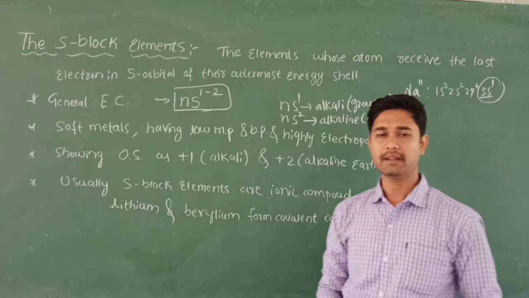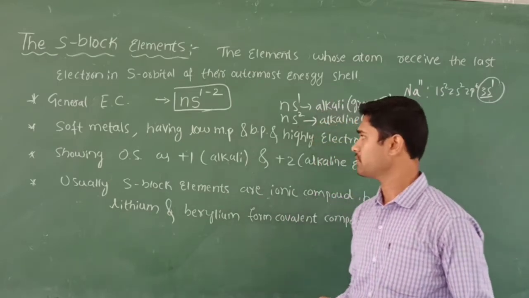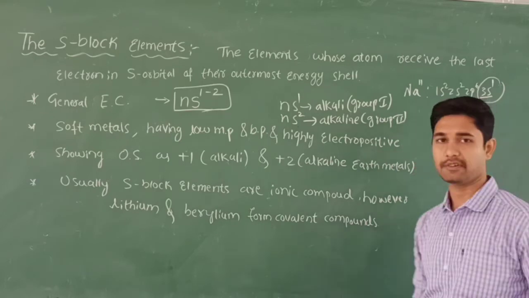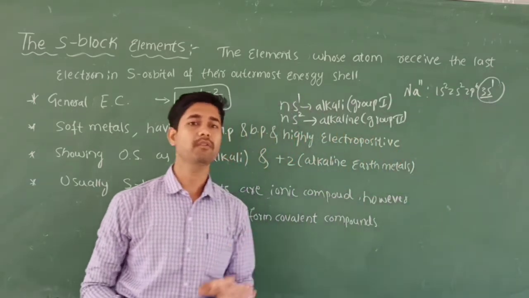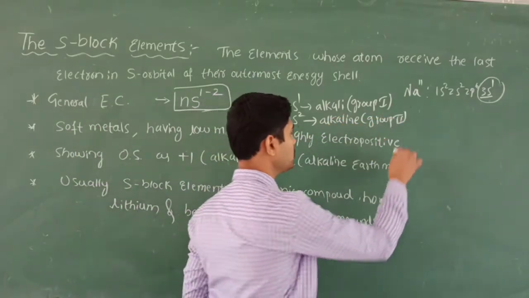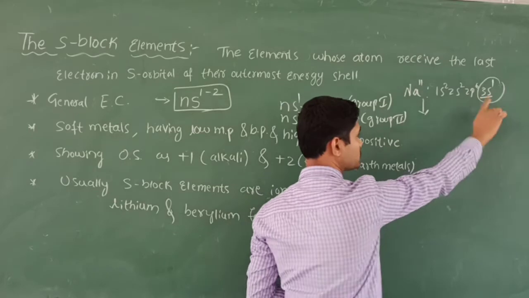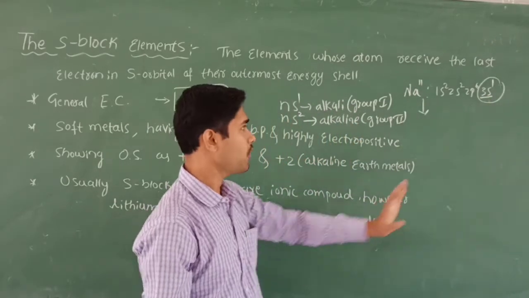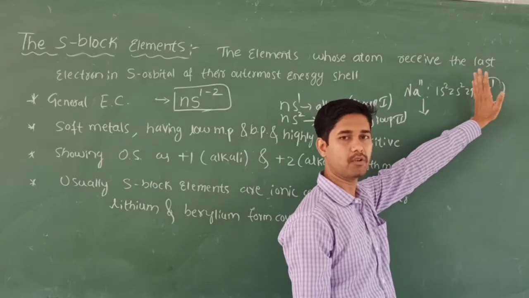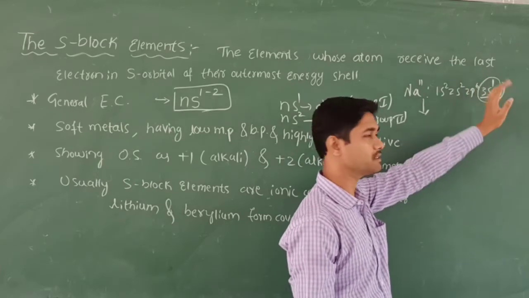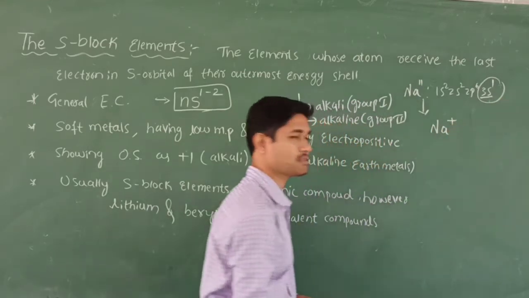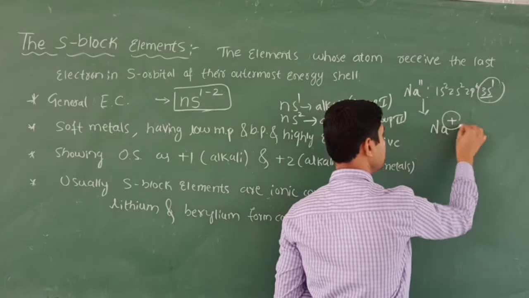And these are very soft metals having low melting and boiling points, and they are highly electropositive. You know that metals are always highly electropositive. Suppose I consider this sodium metal only. Because the outermost electron is only one in the s orbital, it is very easy to remove this s electron. After losing the electron, we form the positive ion, that is Na+. That's why these metals are highly electropositive.